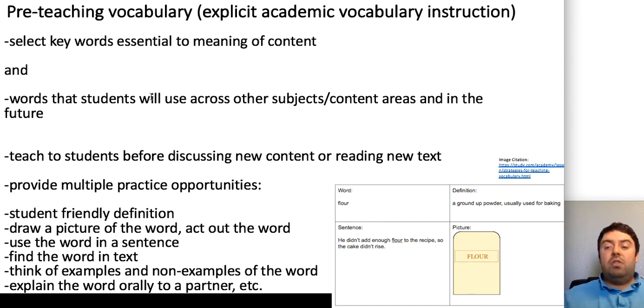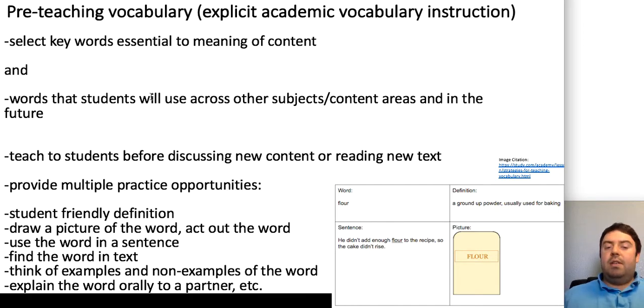Don't just tell students the meaning of a word. Have students practice with the word. So you might introduce to students that, hey, today we're going to talk about this new word, revolution. Now we're going to practice with it. So maybe students will draw a picture of a revolution. They'll think of examples that they've seen of the word. Maybe they'll think of non-examples. They'll use the word in a sentence. They'll act out the word with a partner. They'll discuss the word with a partner. They'll think of their own student-friendly definition.